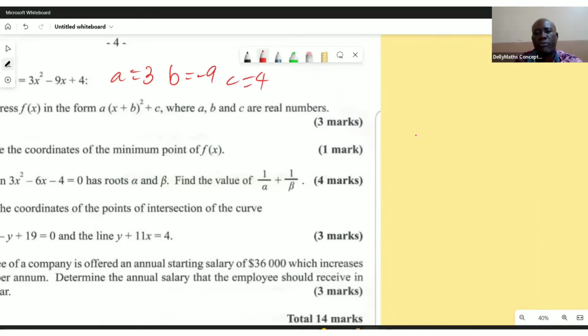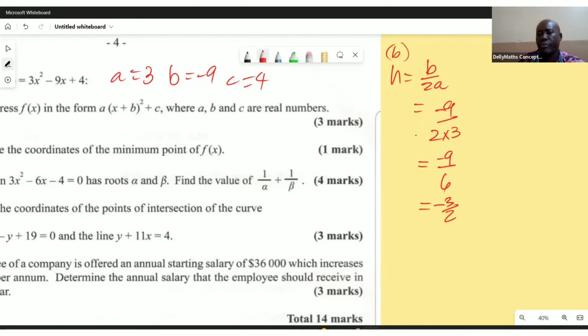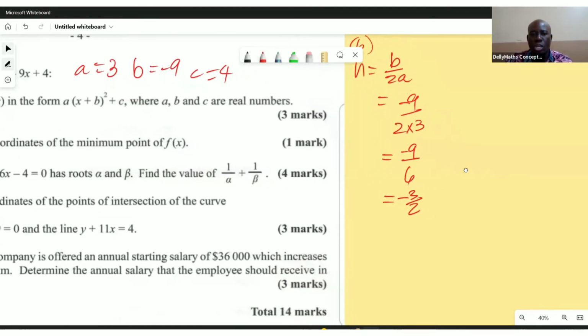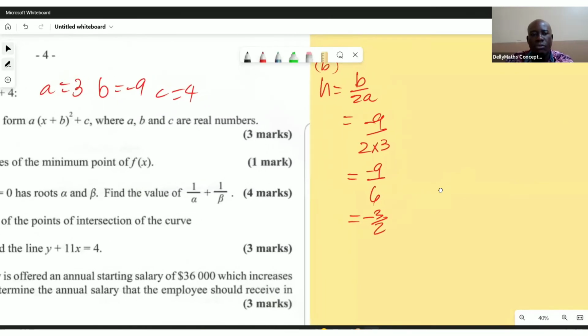What I'm going to do in terms of representing this is just to put it in the standard form where h, which is my b value right now, is equal to b over 2a. So let me find that value right now. b is negative 9 over 2 times a, and a is 3. So I'm getting negative 9 over 6. And if I divide through by 3, I'll get negative 3/2. So that is my h. So my h, or my b value, is negative 3/2.